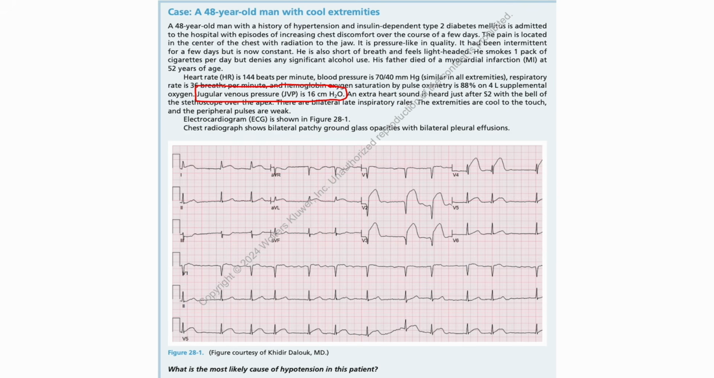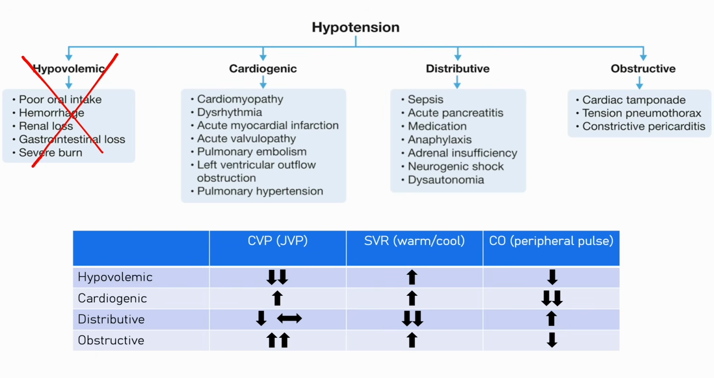Now let's return to our patient and use the framework to make sense of his hypotension. He is profoundly hypotensive with a blood pressure of 70/40, and he's tachycardic. So the question is, which physiologic lever has failed? Start with filling pressures. His jugular venous pressure is elevated at 16 centimeters of water. That immediately tells us that this is not hypovolemic shock. The tank is not empty.